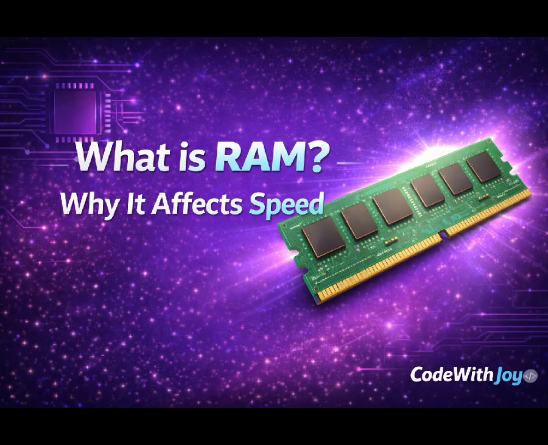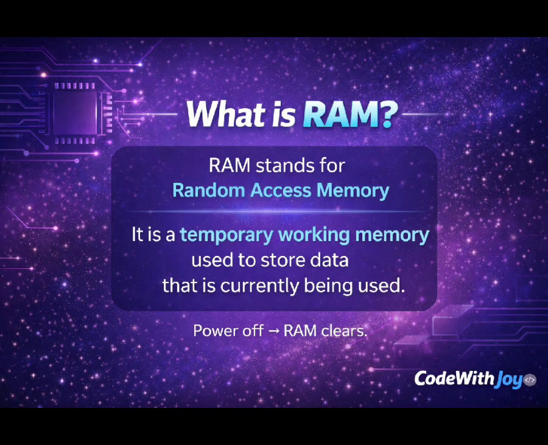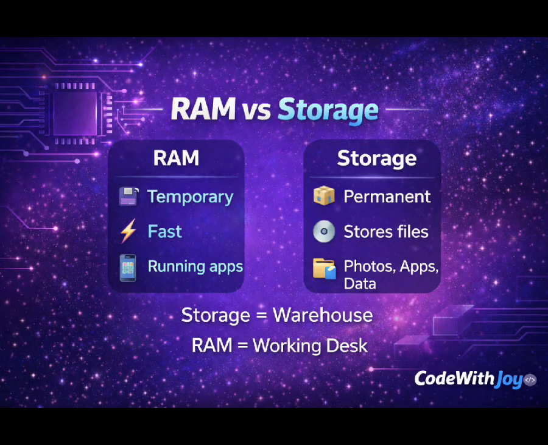In today's video, we're going to understand what RAM really is, how it works, and why it affects your device's speed. Let's start from the basics. RAM stands for Random Access Memory. It is a temporary working memory used by your computer to store data that is currently being used. Whenever you open an app, play a game, or browse the internet, your system loads that data into RAM so it can access it quickly. Unlike storage, RAM does not store data permanently. The moment you turn off your device, everything inside RAM is cleared.